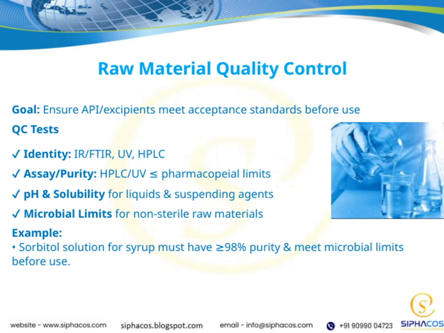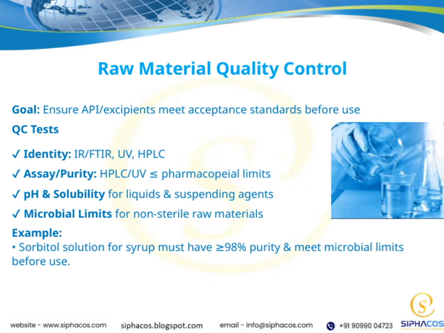For liquids and suspending agents, we also check the pH and solubility. These parameters are critical because they influence stability and bioavailability. And for non-sterile raw materials, microbial limits are essential. We need to make sure they are free from harmful microorganisms that could compromise safety.